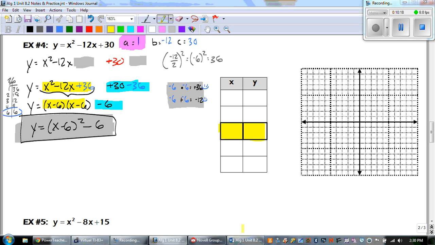All right. I want to see if you guys can do the table of values by yourself. So see if you can figure out what the vertex is and then fill the rest of that in all on your own. Go ahead and pause the video and good luck.